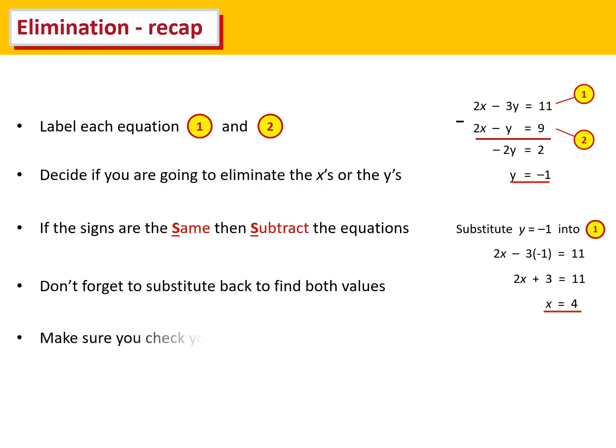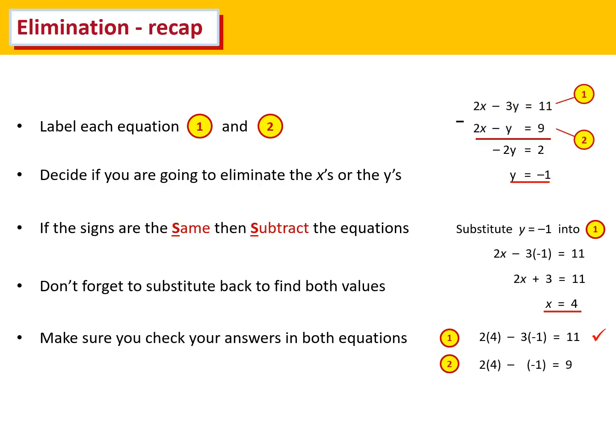And when you think you've got the right answers, put them back into each equation. So into equation 1, do those values 4 and negative 1 fit the equation? Yes, they do. And in equation 2, do the values x equals 4 and y equals negative 1 fit that equation? And the answer is yes, it does. When you've checked both equations and they're both right, you know you've got the question right.